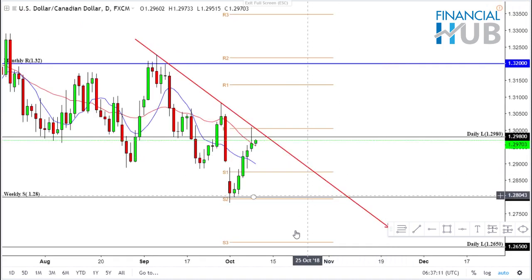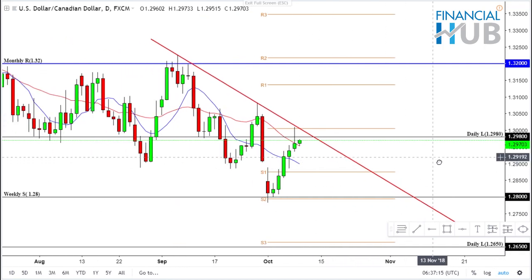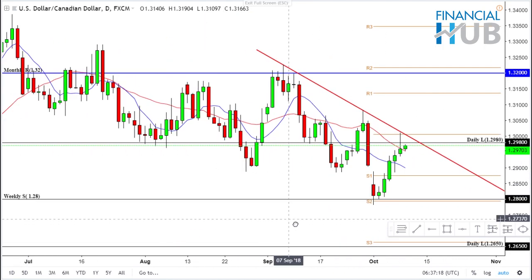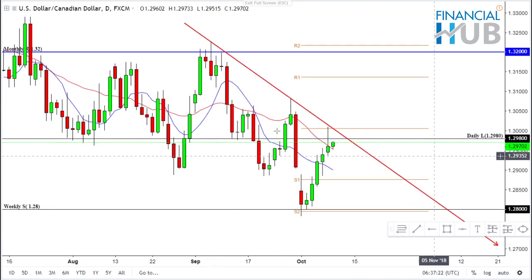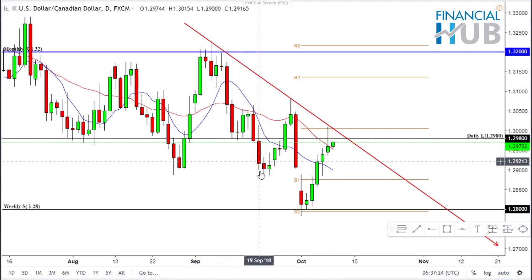This pair has been all over the place, but I took some time off, analyzed the markets and tried to see where we were going, and I'm glad I came up with some solid ideas of what the market was doing. So as you can see, USD CAD has been heading lower, making lower highs and lower lows.